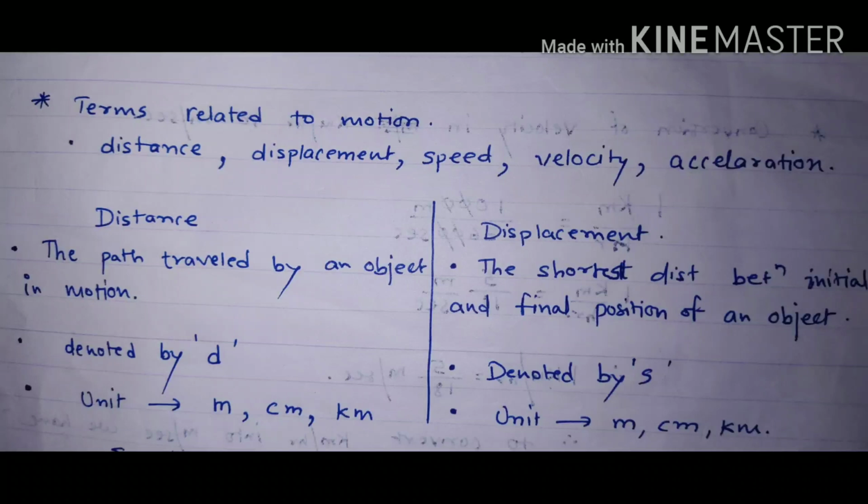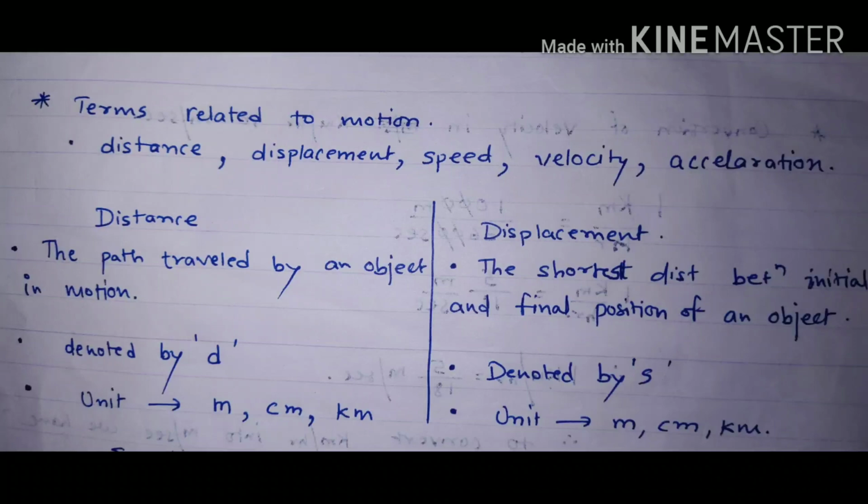Displacement is similar to distance, but what is the definition of displacement? The displacement is the shortest distance between the initial and final position of an object. The displacement is denoted by s. The units for displacement are meter, centimeter, and kilometer.